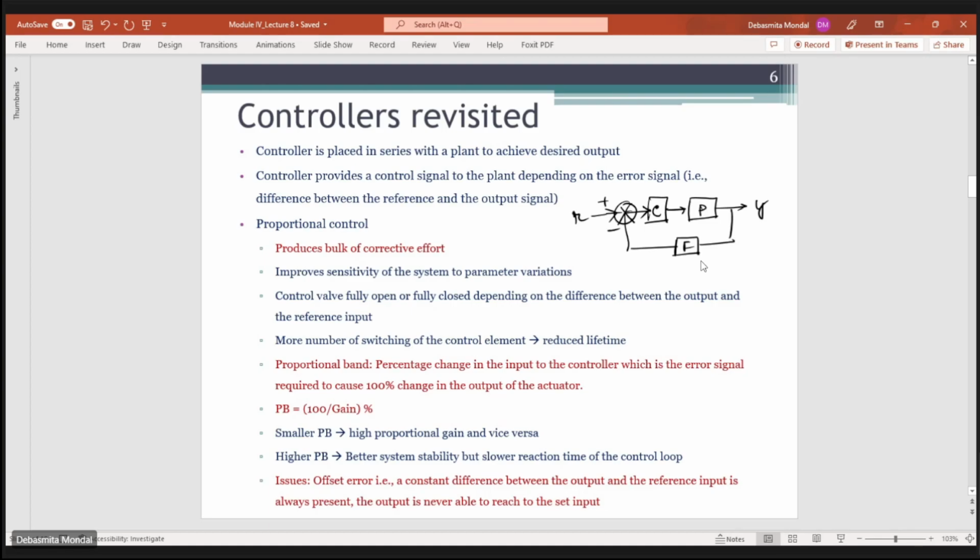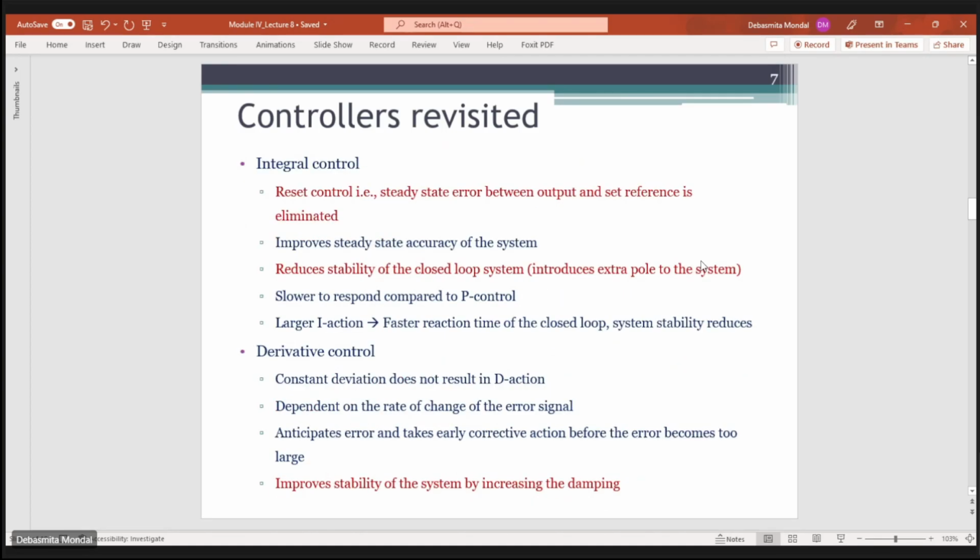So what we can do here is use something known as integral control. Okay, so the advantage of using integral control is that it eliminates the steady state error between the output and the set reference. That's why integral control is also known as reset control. So integral control reduces or completely eliminates the steady state error, which means the steady state accuracy of your system improves if you use integral control.